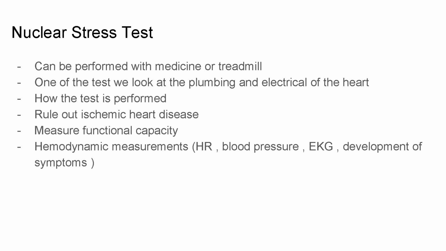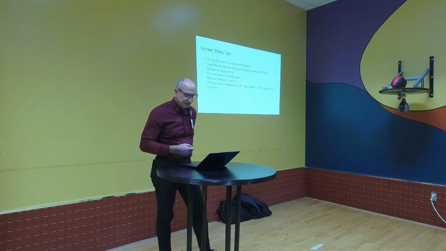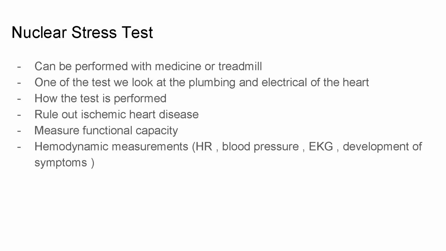Many older people do not develop chest pain. They develop shortness of breath and fatigue as a presenting sign for cardiovascular disease. So we place them on the treadmill. The nuclear stress test can be performed with medicine or on the treadmill. We don't have a bike. This is one test where we look at the plumbing and the electrical system of the heart. So we learn a lot from this test.